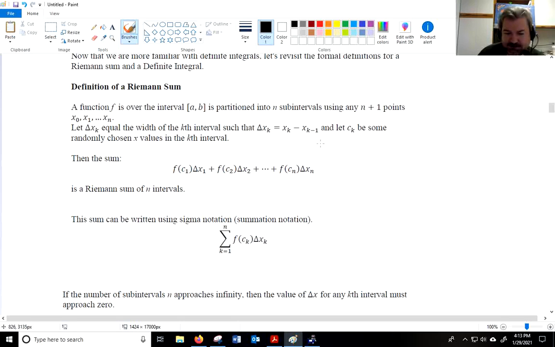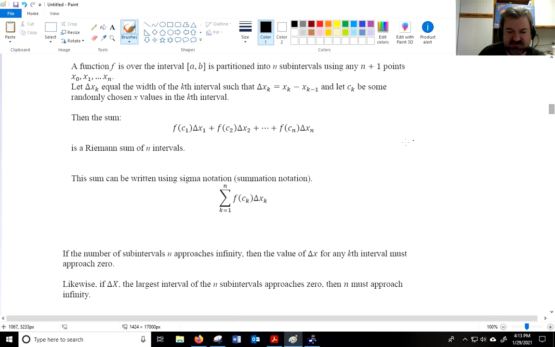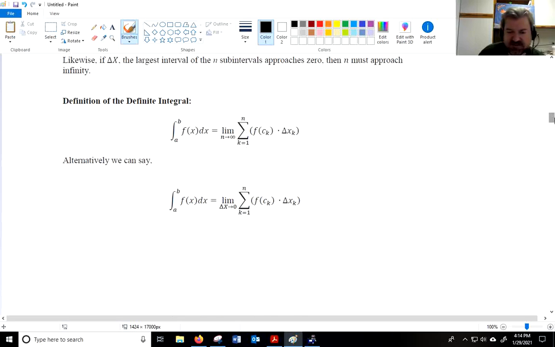add them all up. If the number of subintervals n approaches infinity, then the value delta x for the kth interval must approach 0. Likewise, if delta x is the largest interval in the n subintervals and it approaches 0, therefore what we're saying is if the largest delta x goes to 0, then we've got to have an infinite number of them. That means n goes to infinity. So a limit as n goes to infinity or a limit as delta x goes to 0 are both two ways to express the definite integral. That gives us these two formulas here.